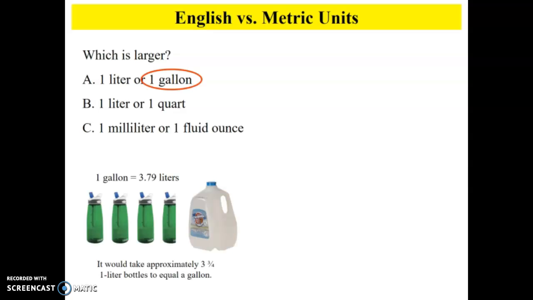All right, so for the first one, you can think about this, right? You have a gallon of milk or a liter, and a liter is about the size of a water bottle, right? You can also think about a 2 liter is much smaller than a gallon. It actually takes almost 4 liters to fill a gallon.